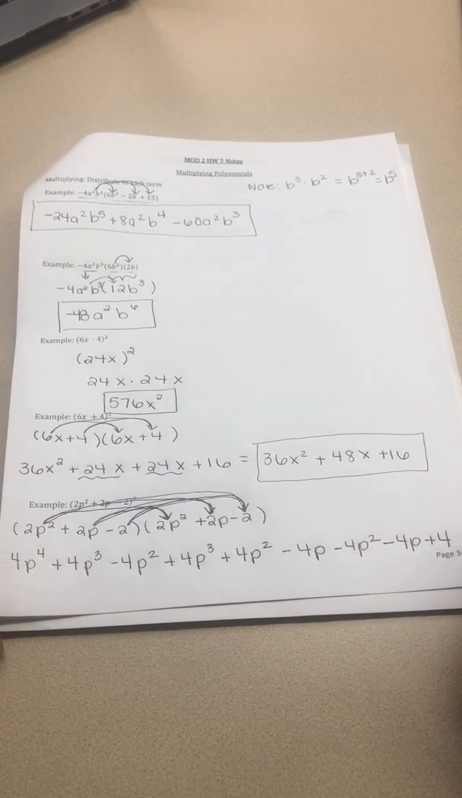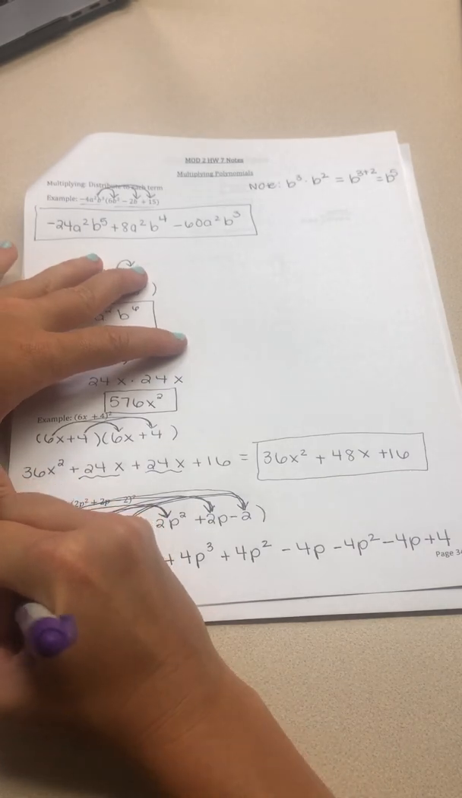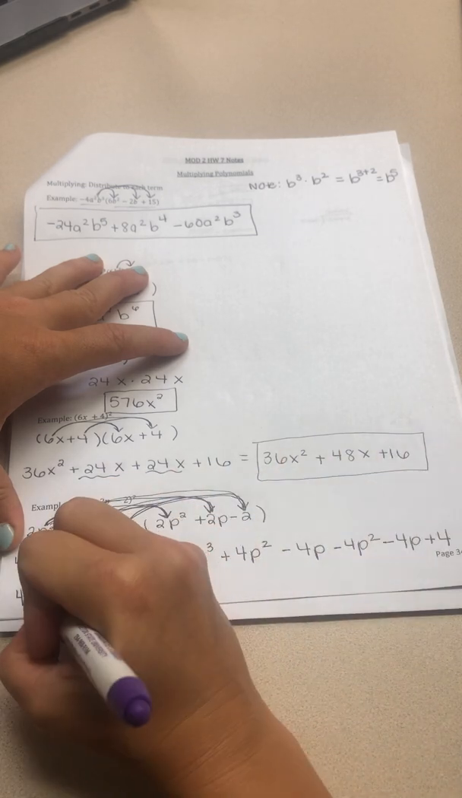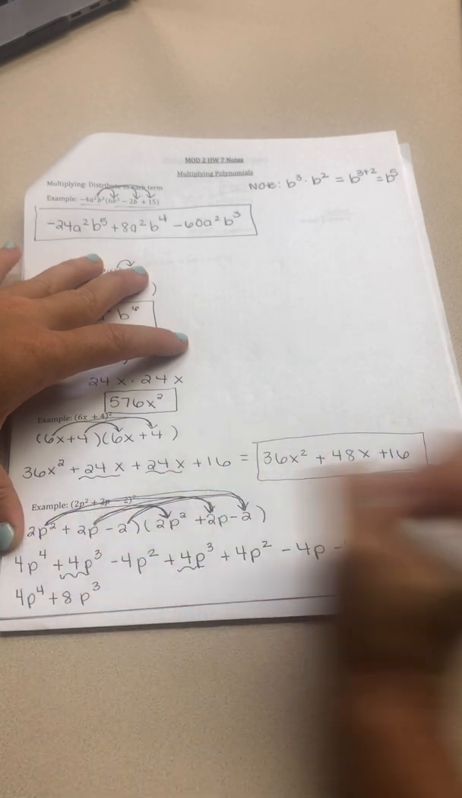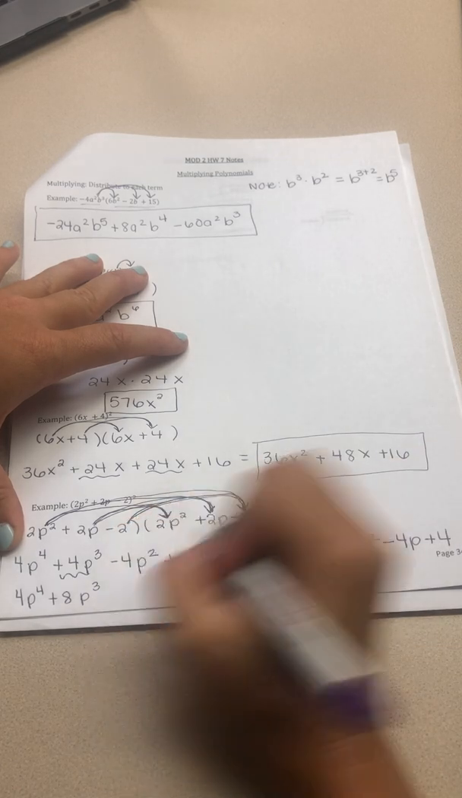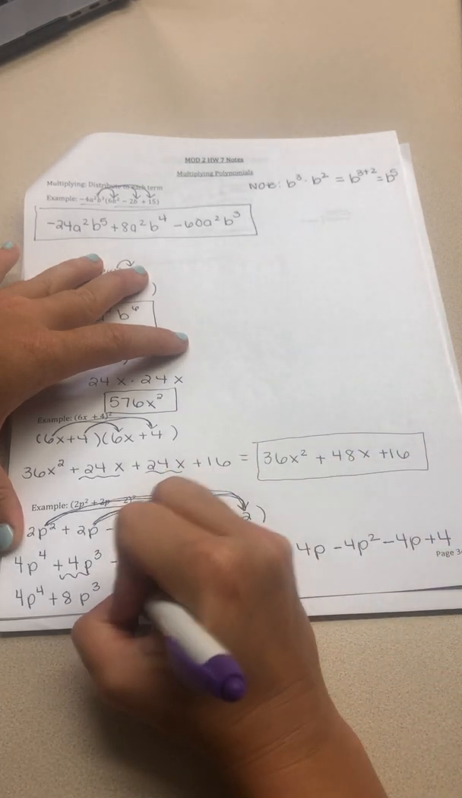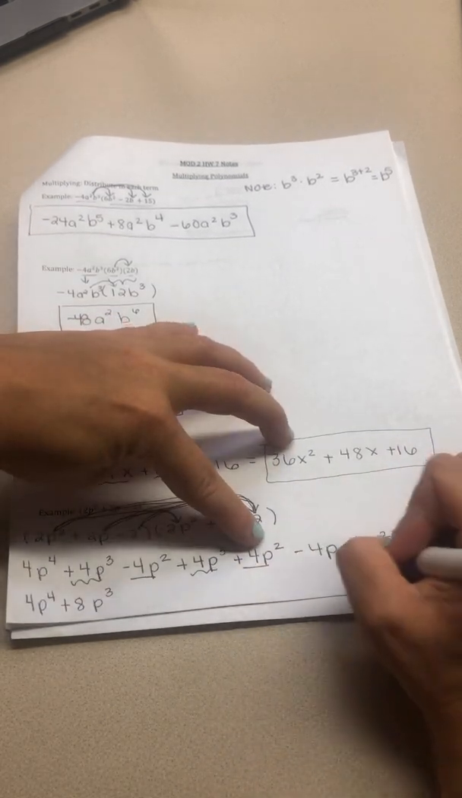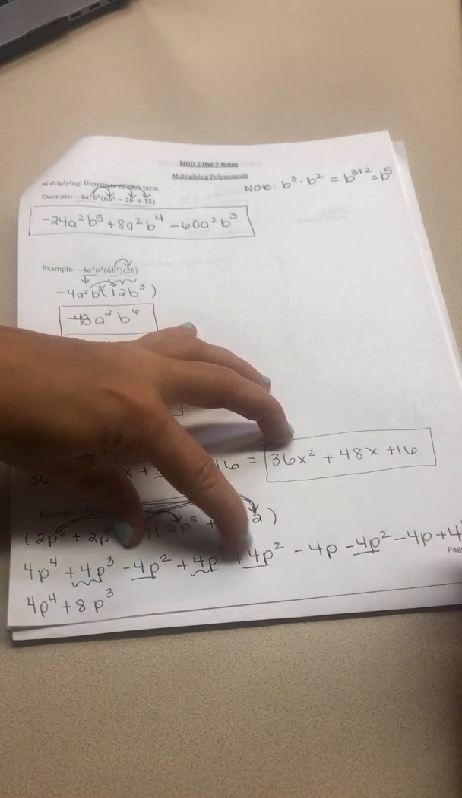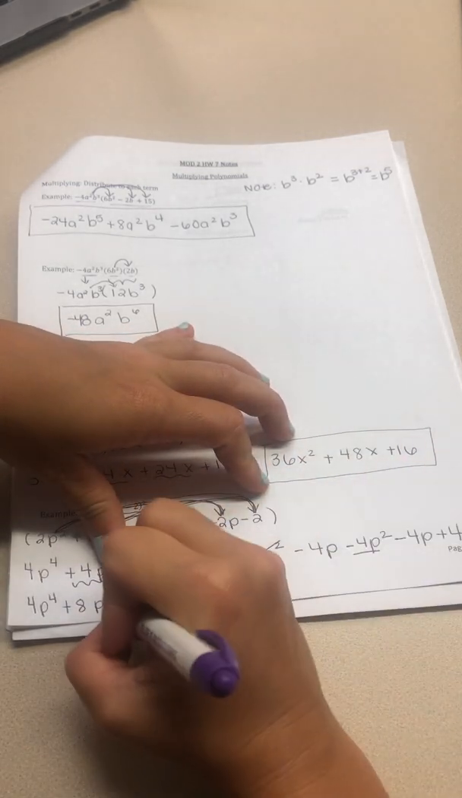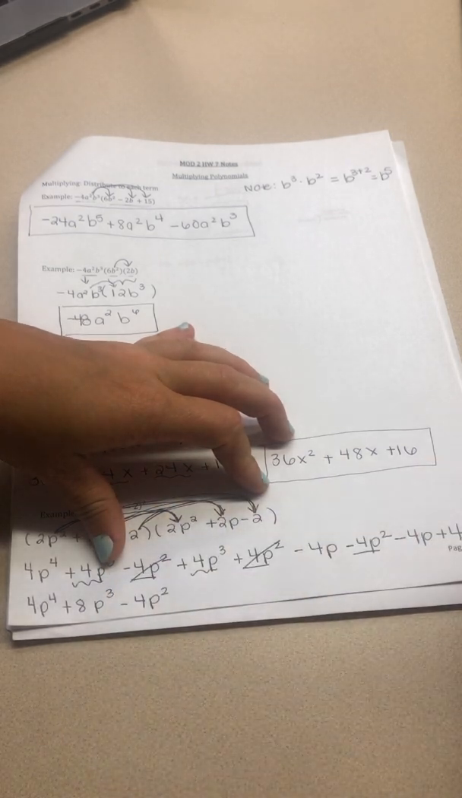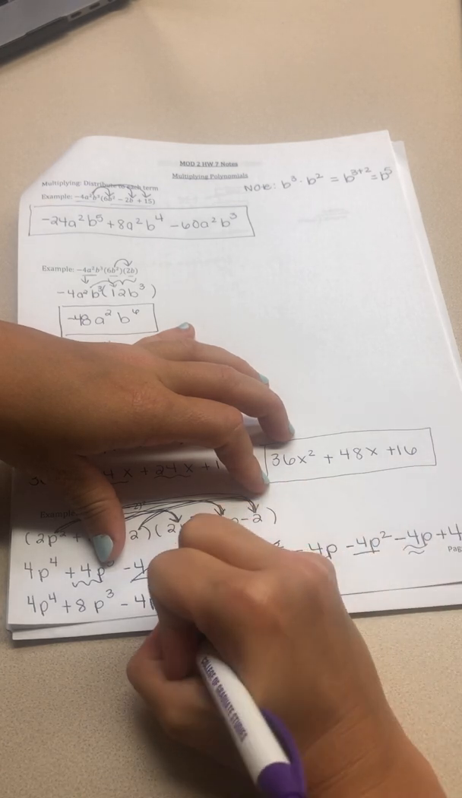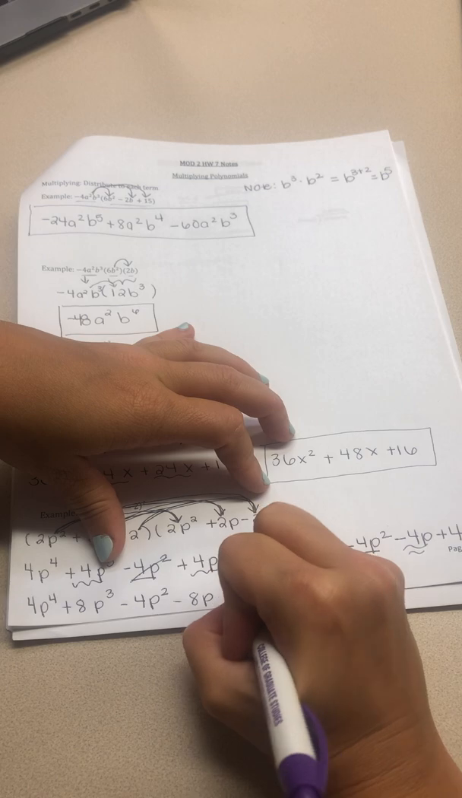All right, now combining like terms. So we have 4p to the 4th. We have 4p cubed plus 4p cubed, which will give us plus 8p cubed. We have 4p squared, negative 4p squared plus 4p squared minus 4p squared. So these two will cancel each other out, and then we're left with that minus 4p squared. Next, we have negative 4p minus 4p, which will give us negative 8p, and then plus 4.